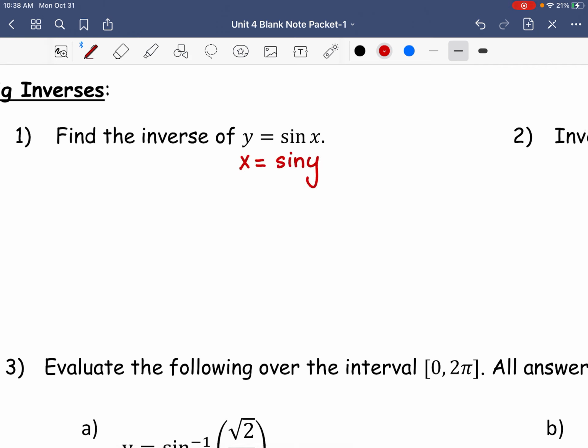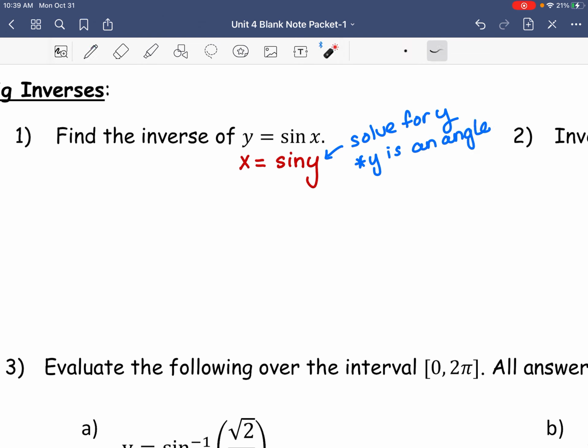So we just switch x and y. And then we have to solve for y, which gets a little bit tricky because, I hope none of you are saying, oh, just divide both sides by sine. We can't do that. Sine has to be next to something. Do we agree that y is an angle? And the reason that y is an angle is because it's next to the word sine. We only take the sine of angles.